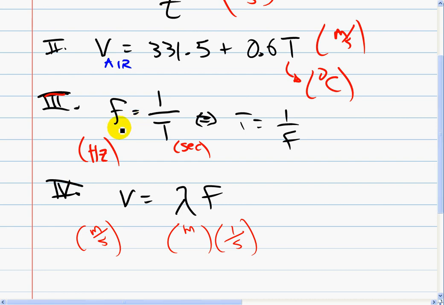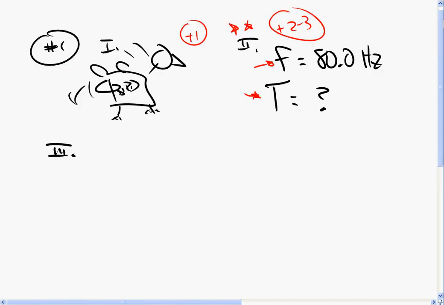Big time, guys. Number what? Number 3. You see that? Okay, so very simply, frequency is equal to what? 1 over the what? Period. You see that? I want you to actually write out the equation so we know what you're using.